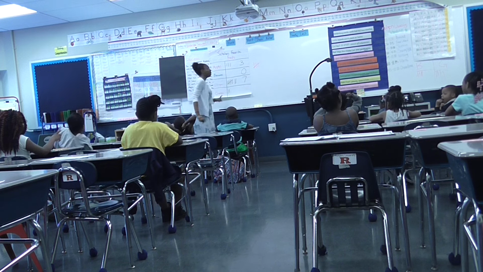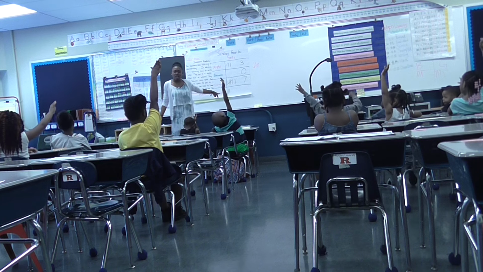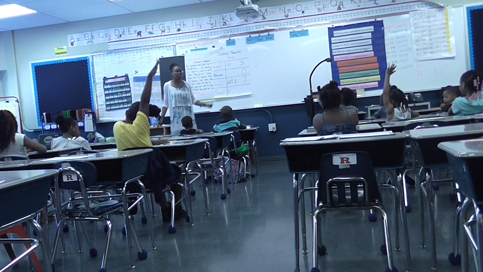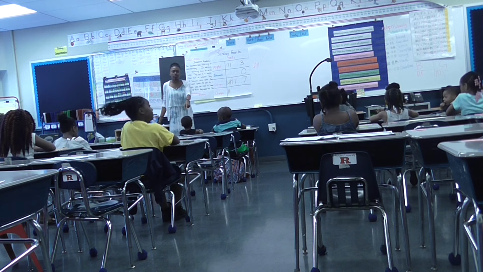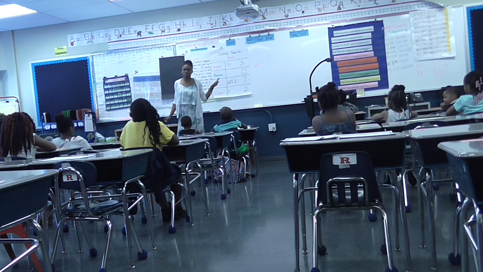We have 7. How many do we have for oranges? Hands are back in? Stop! Elijah, how many do we have? 2. We have 2. Nice work, Elijah. So we have 2.